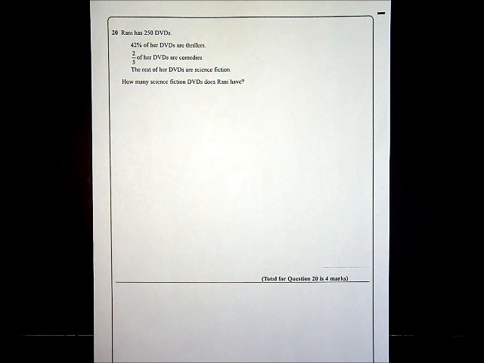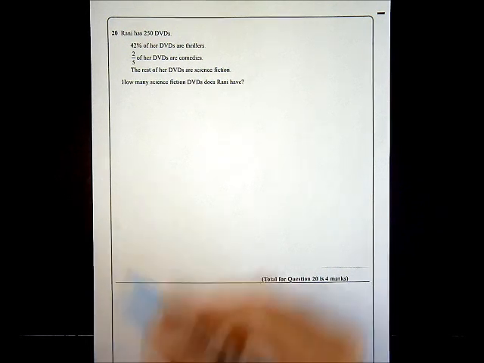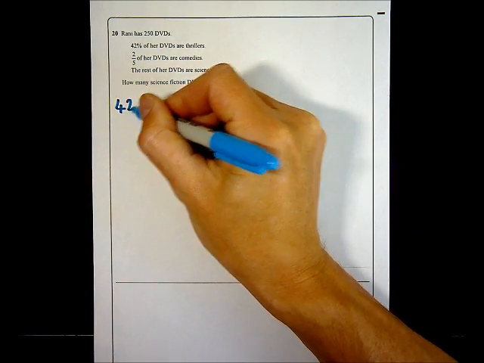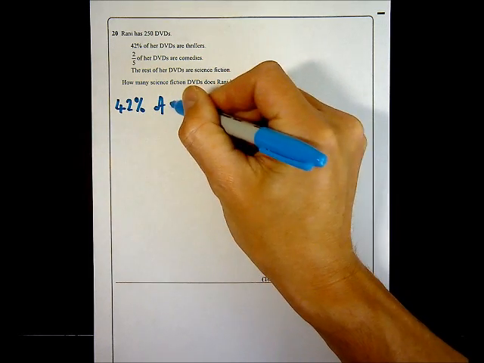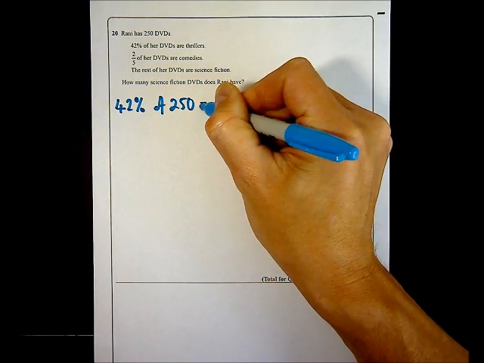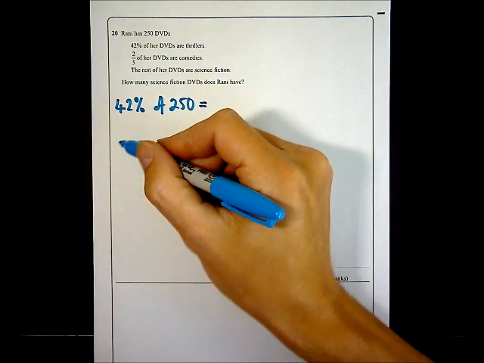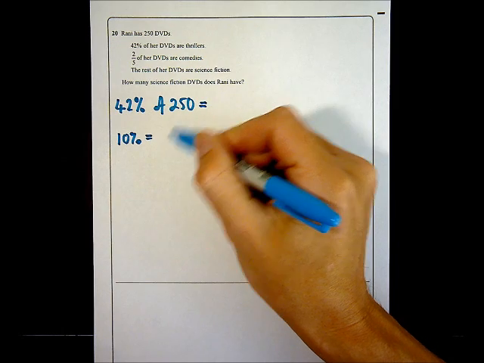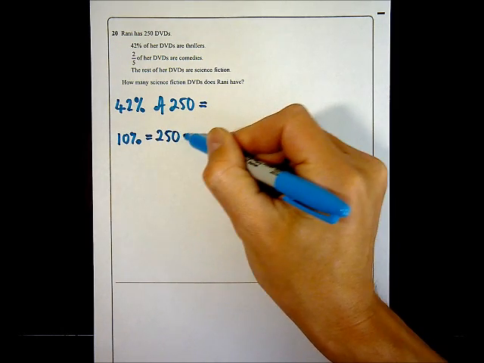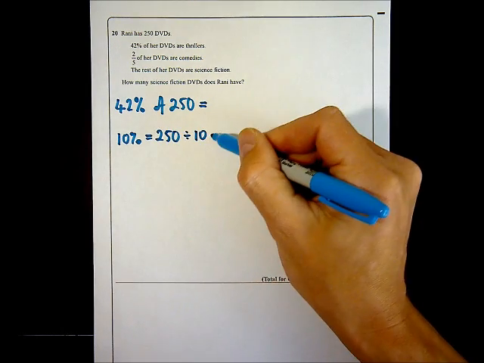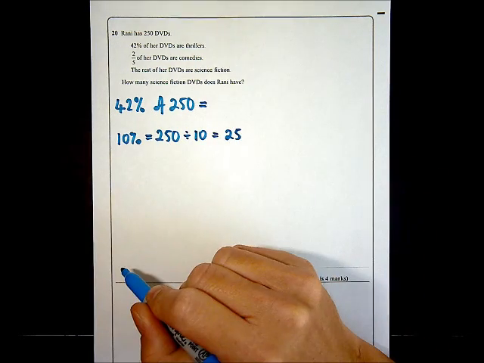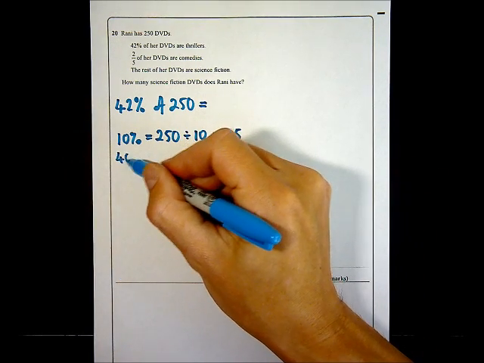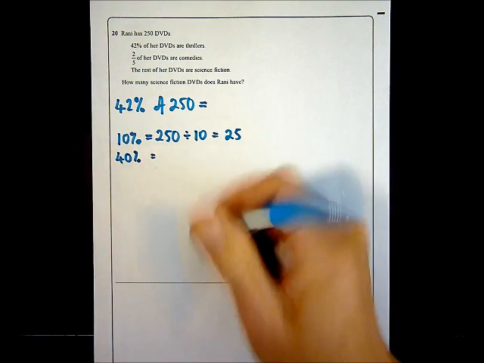On question 20, I'm told that Rani has 250 DVDs, and that 42% of her DVDs are thrillers. So the first thing I'm going to do is work out what 42% of 250 is. And to do that, I'm going to find what 10% is. So 10% is equal to 250 divided by 10, which would be 25. And therefore I'm going to work out 40% by doing 4 lots of that 25.